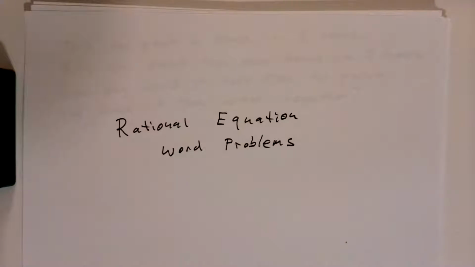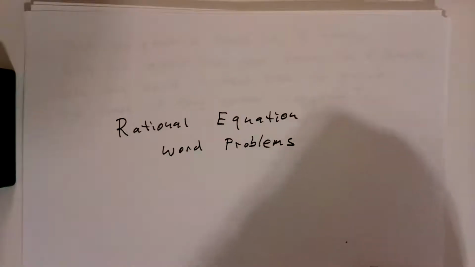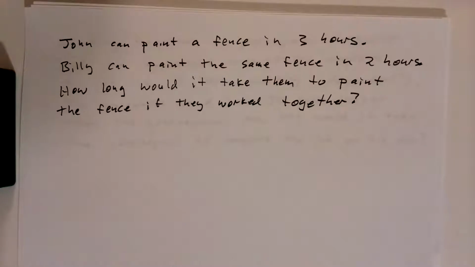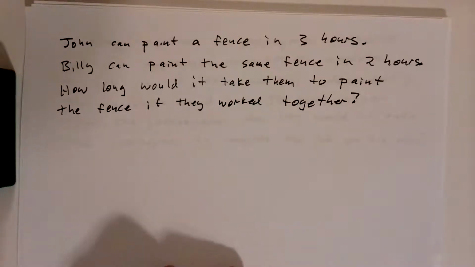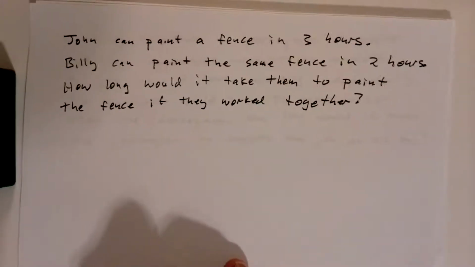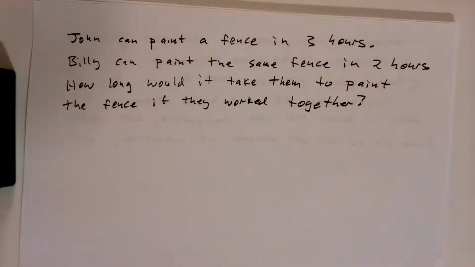This lesson is on rational equation word problems. So here's our first one. John can paint a fence in 3 hours. Billy can paint the same fence in 2 hours. How long would it take them to paint the fence if they work together?